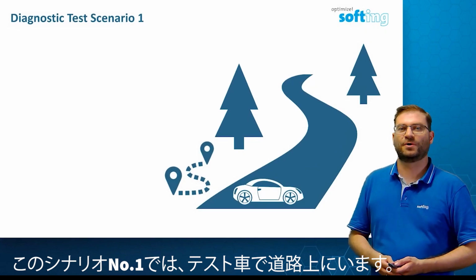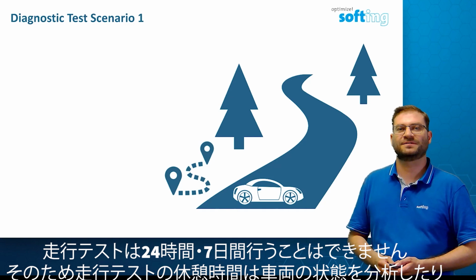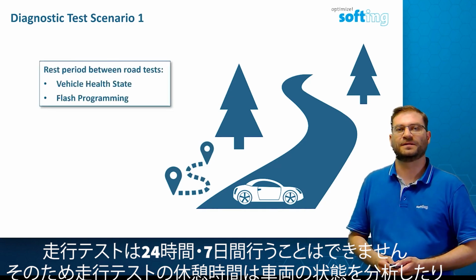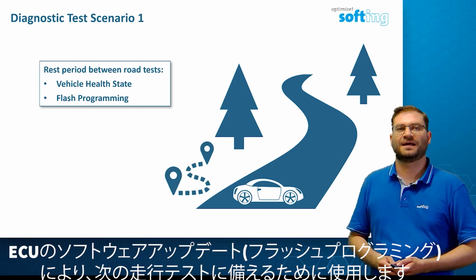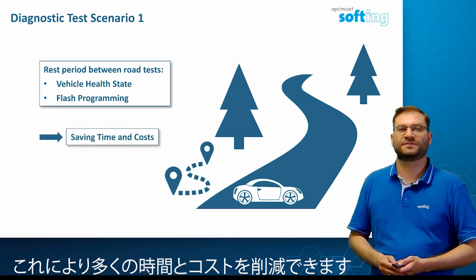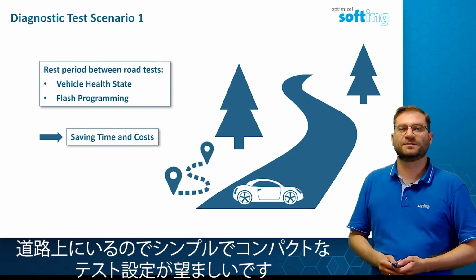In scenario number 1, we are on the road with a test vehicle. Road tests cannot take place 24/7, so there will be rest periods in between. And these rest periods could be used to analyze the vehicle health state or to prepare the vehicle for the following road tests by ECU software updates, the so-called flash programming. That saves a lot of time and reduces costs. Since we are on the road, a simple and compact test setup would be appreciated.